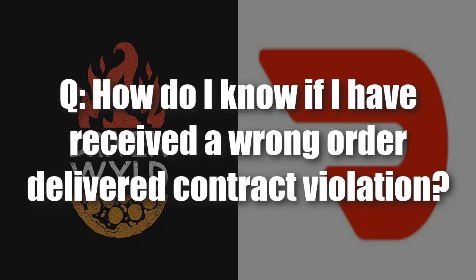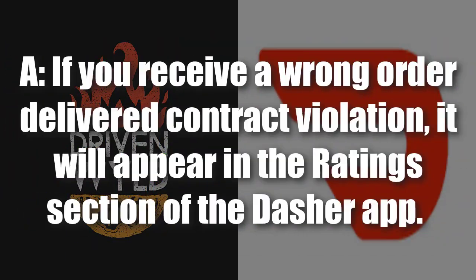How do I know if I have received a wrong order delivered contract violation? If you receive a wrong order delivered contract violation, it will appear in the ratings section of the Dasher app. Literally the same place in the ratings page where you've received all your contract violations. It'll be at the very top, and you can click on it to write your side of the story, although most people probably aren't even going to look at that.